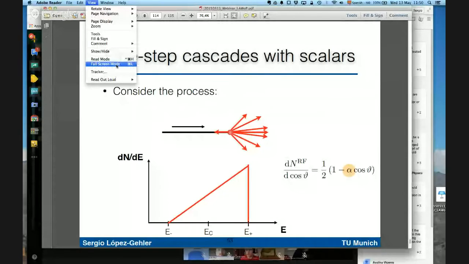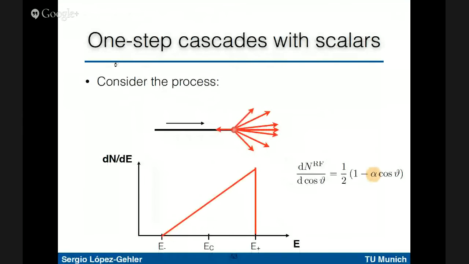Let me share my screen again. I have a backup slide for that. Of course this intermediate state can be a scalar. In the case in which we had a fermion, we would have some preferred emission in the rest frame, so the decay wouldn't be isotropic. Here I am showing only the case in which, once this intermediate particle, now a fermion, is boosted, the preferred emission is in the forward direction. So we would have a main emission in the forward direction and less in the backward direction.